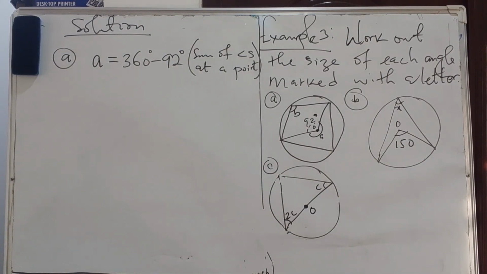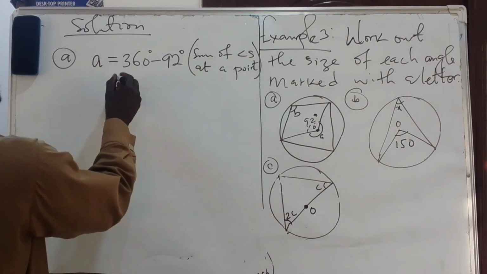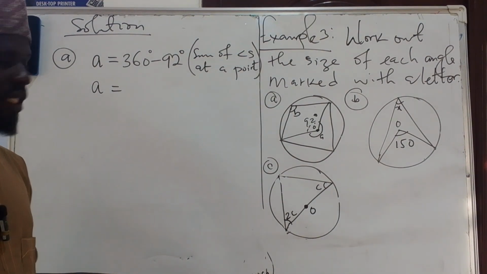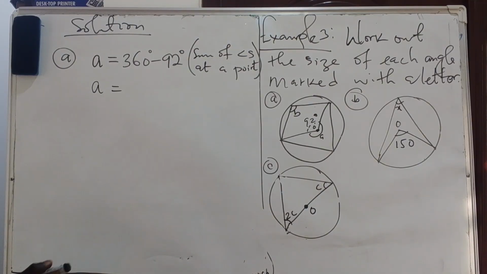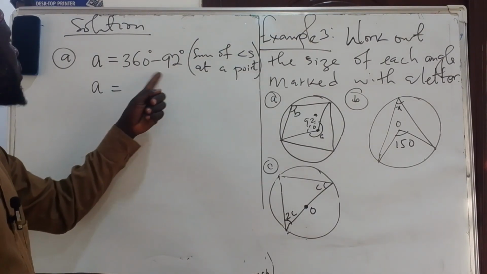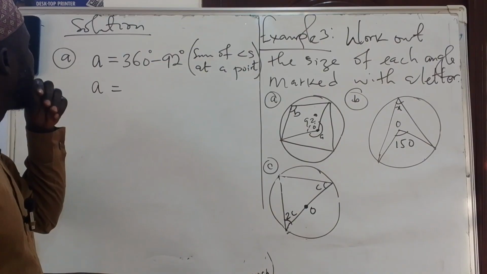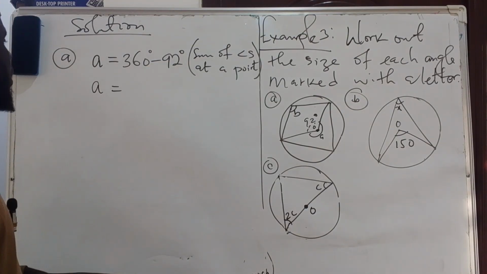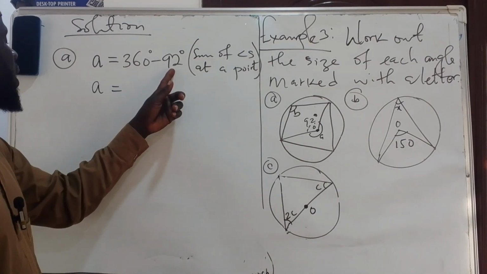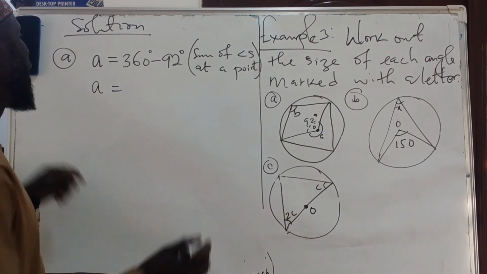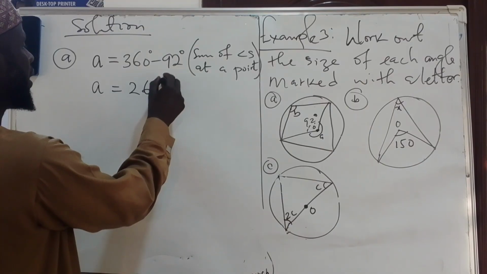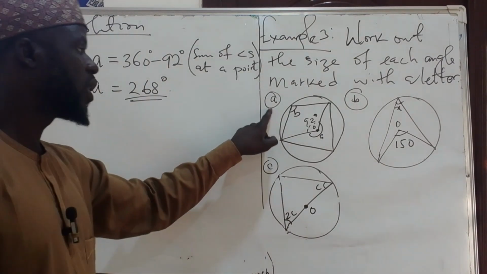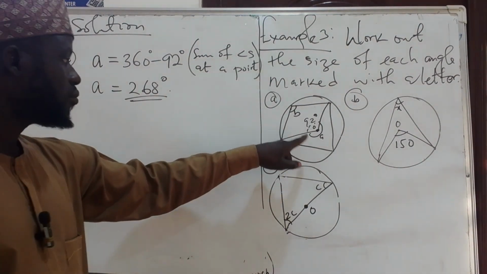So 360 minus 92. So A is equal to 360 minus 92. 360 minus 92 will be 200 and so here will be 300 minus 32. Here will be 268 degrees. So A is 268 degrees. And we are done with angle number A.